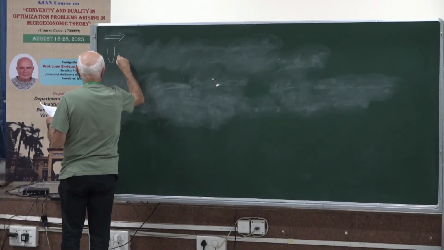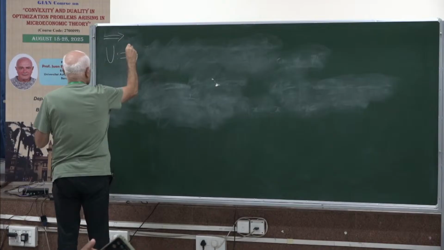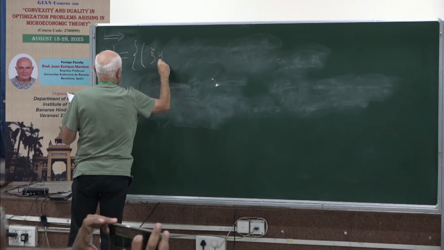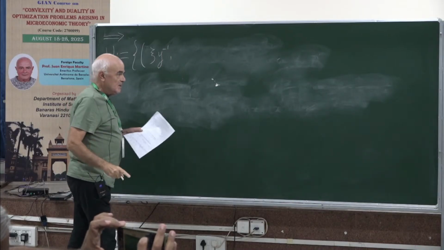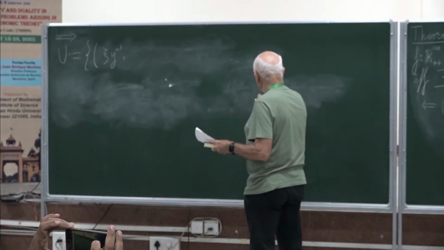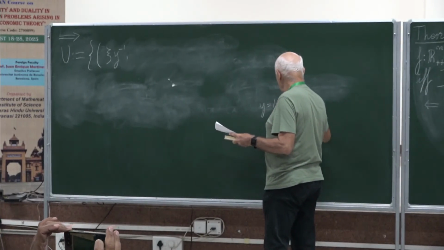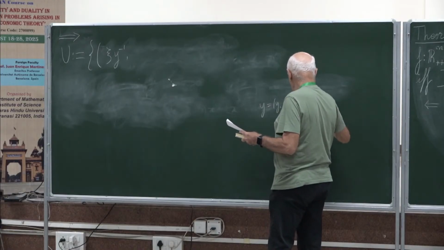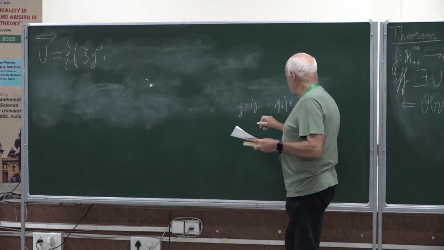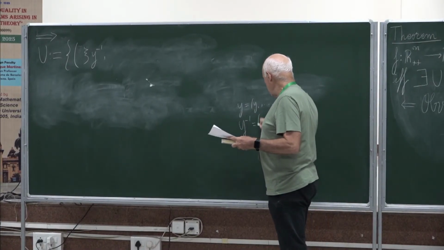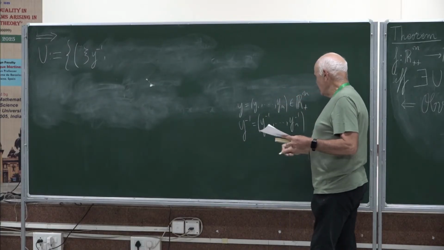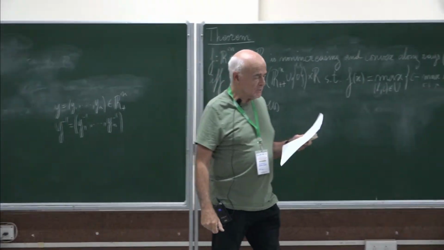I define U as the set of psi y minus 1. Y is a vector. So from now on, if y is y1 to yn, and all components are non-zero, strictly positive, by y minus 1, I mean y1 minus 1, up to yn minus 1. I employ this notation.